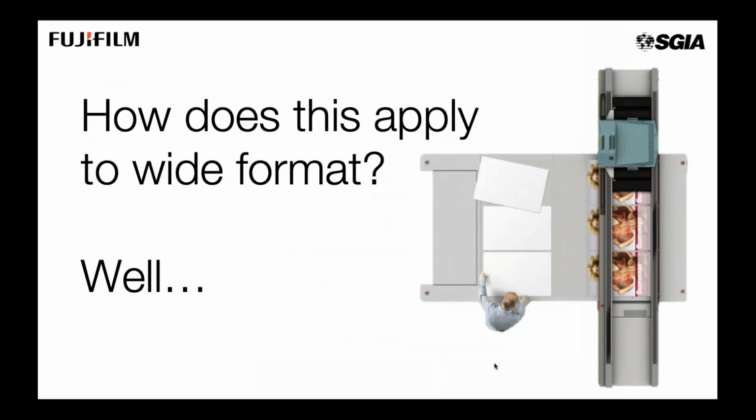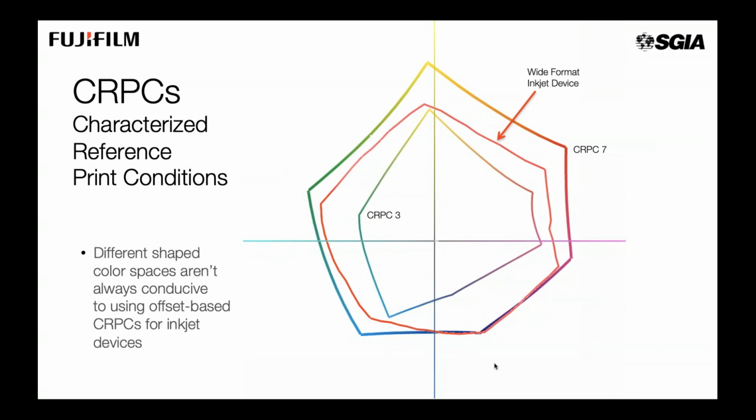Now, how does this apply to wide format? Well, there's a few caveats here we've got to look out for. One of those being that the CRPCs don't all line up exactly to make a good target for an inkjet device. The inkjet devices, inks, tend to be a little bit different in hue and volume capabilities from those of offset, flexo, and other previous technologies. So the different shaped color spaces aren't conducive in a lot of cases to lining these up.